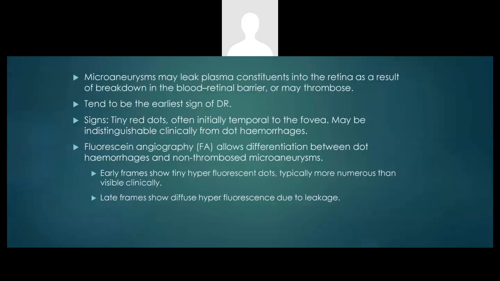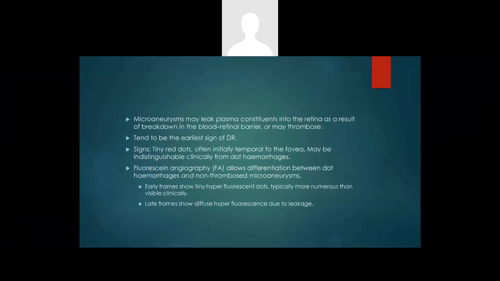To distinguish them, we have to take fundus fluorescein angiography. In fundus fluorescein angiography, microaneurysms appear as tiny hyperfluorescent dots, and they're usually numerous. In late frames, the microaneurysms usually don't show any leakage. But in hemorrhages, we can see the hyperfluorescent dots increasing in the late phase, and that is leakage happening in the late phases.